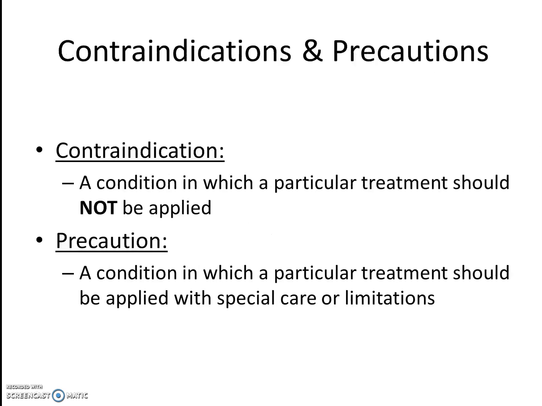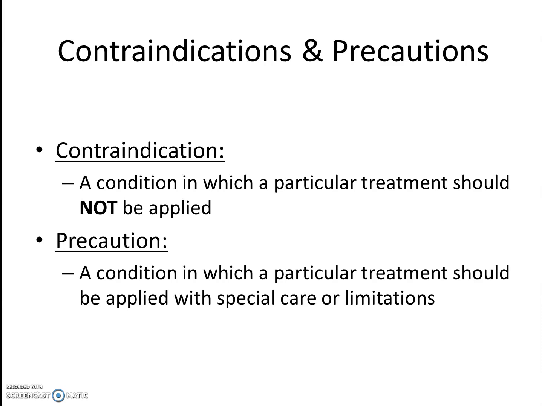And when it comes to our contraindications and our precautions, a contraindication is a condition under which a particular treatment should not be applied, and we also refer to this as an absolute contraindication. So let's say we wanted to use a hot pack on our patient, and the area we want to use it on, there's a big open wound and it is bleeding. That would be a contraindication. We do not want to put our hot pack on an open wound that is bleeding. That is an absolute contraindication.